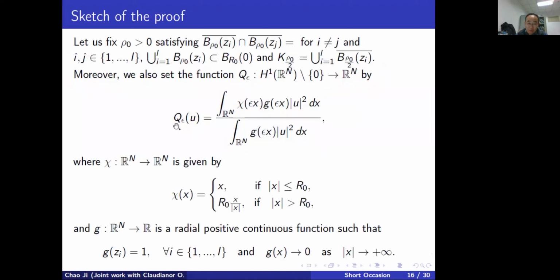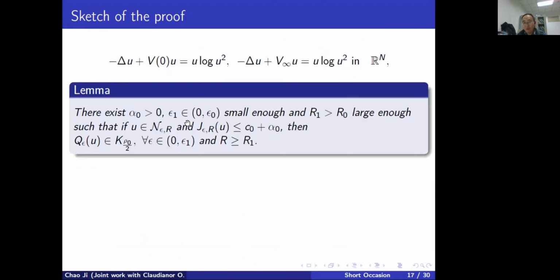So we adapted the definition of the mass concentration function. Normally, here is not G. We add a G, a radial positive continuous function such that this holds. So we can get L different solutions. Yeah, so we made some adaptation for the definition of the mass concentration function.